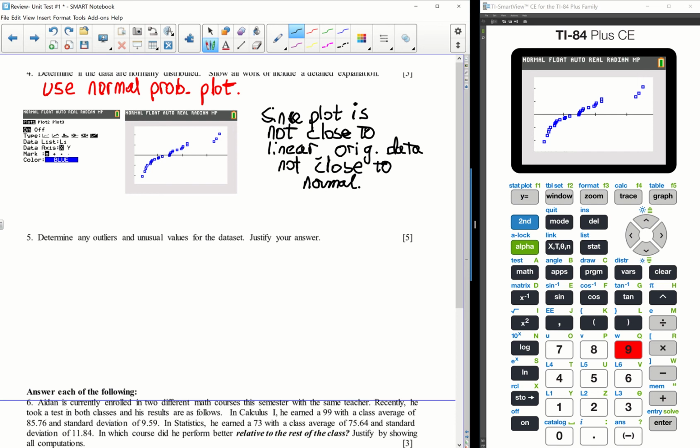So outliers and unusual values. In the last problem, in number 4, you didn't have to use the empirical rule. Here, you're going to have to use at least one aspect of it. So you're still on the hook for the concept a little bit. It's just you don't have to do the full-blown empirical rule. This is a 2-pronged question.